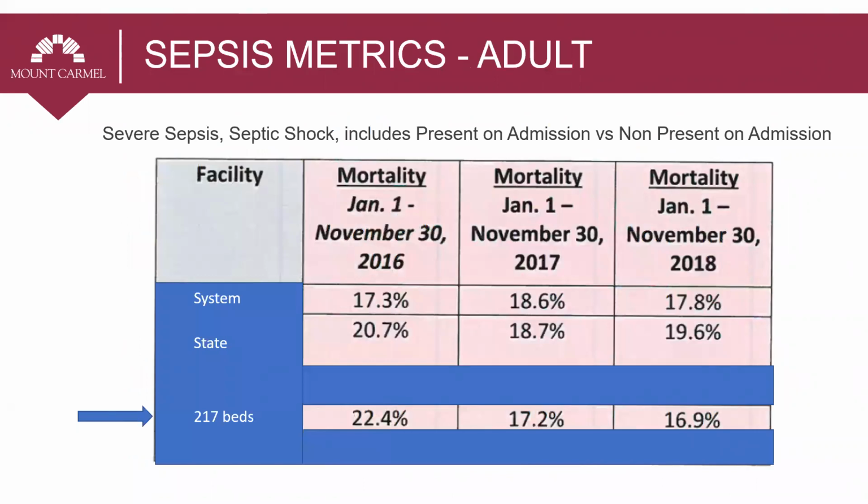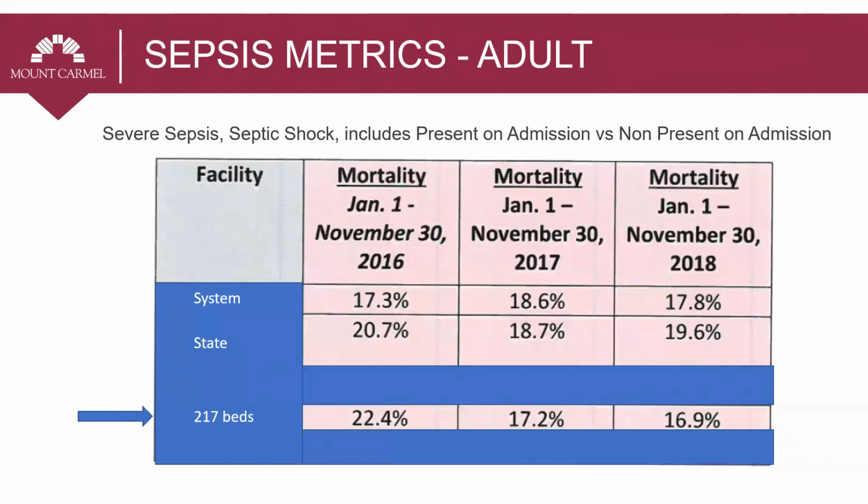Here I wanted to show you some of our sepsis metrics. Now, while I'm talking about pediatric sepsis, I want us to highlight the fact that these are our adult sepsis metrics. Recently, our sepsis coordinator presented our mortality rates over the past 3 years. You can see here on the top line that as a multi-state system, we're floating around 17 to 18% for our mortality rate over the past 3 years. Drilling down a little deeper from a state standpoint, we're 20.7 in 2016, 18.7% in 2017, and then a bit of a spike back up, 19.6 in 2018.